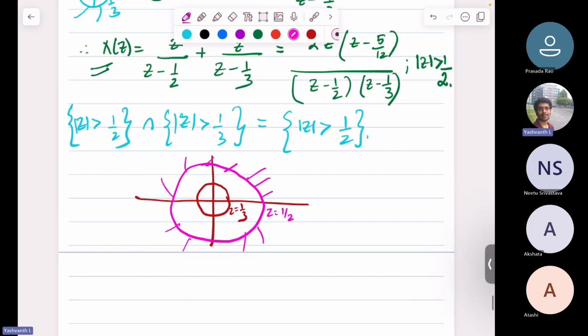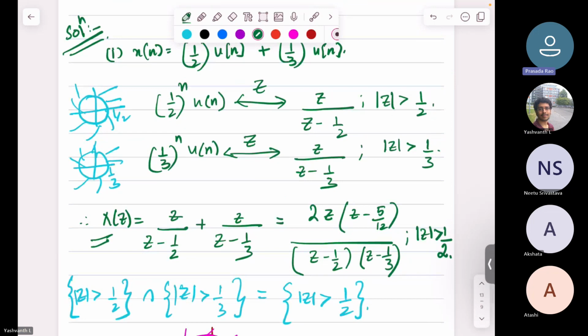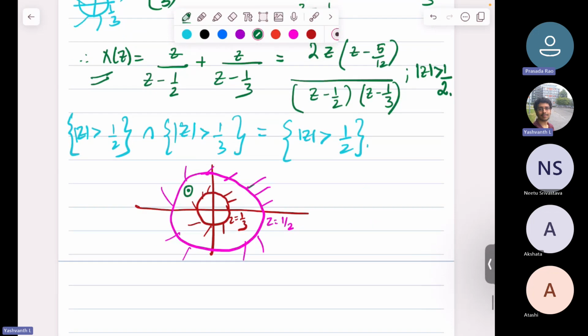The second signal ROC is greater than 1 by 3. Now, if I take any number here, at this point, the ROC for the pink signal does not cover it, right? That means at that green point, my first signal will not converge. Do you agree? Yes. But if you take outside Z equal to half, then both the signals will converge, because anyway that is greater than 1 by 3 also.